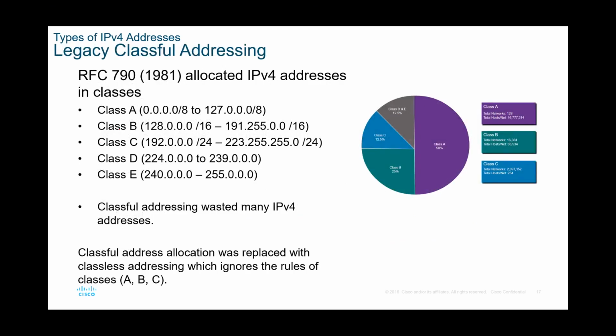And this is what I was saying again earlier. We have class A, we have class B, we have class C, and D, 224 to 239. This is for multicast purposes. And what about E, 240 to 255? This is used for research purposes. We don't allocate any of these to the computer. We don't use them on the network. We only use A, we use B, we use C.